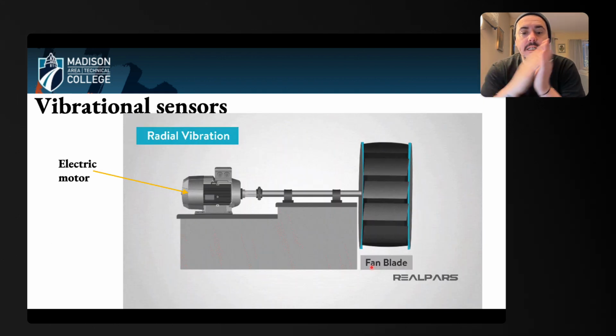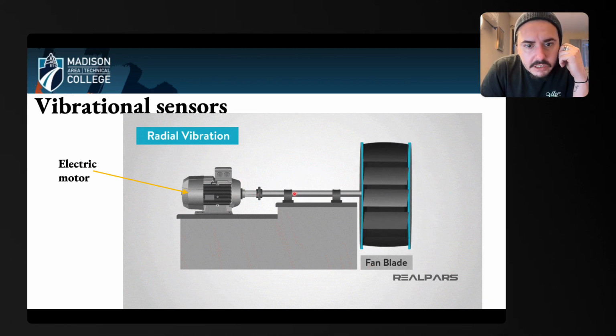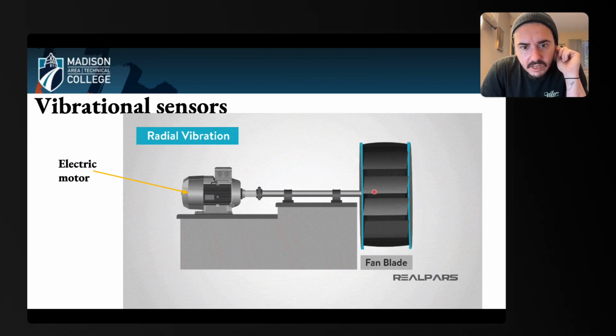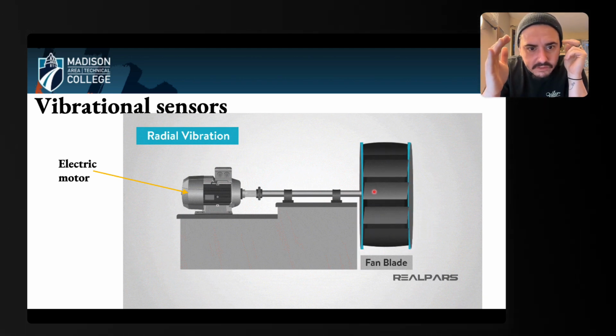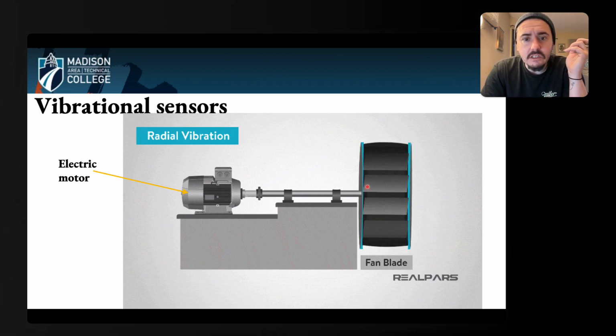And then, sometimes we have machines. So here I have an electric motor. This electric motor is connected to this shaft, and this shaft is connected to this fan blade. Now you see how this fan blade is kind of wobbly and off-centered? This is not good. If I let this run and I keep this going, this is going to cause problems.